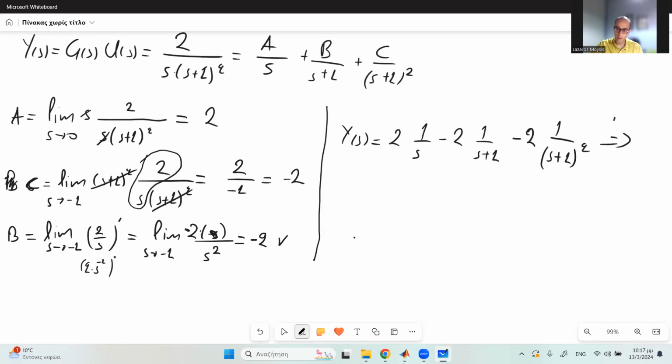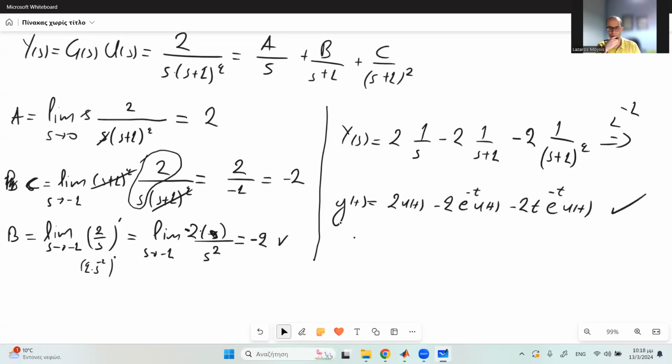Now, by taking the inverse Laplace transform, I can finally compute the solution. The solution is 2 times u(t) minus 2 times epsilon to the minus t, minus 2 times, and since we have a square here, I'm going to take t times epsilon to the minus t, times u(t), right? So this is the solution.